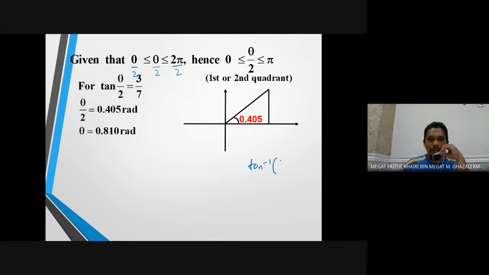Arctangent of 3 over 7 equals arctangent 3 divided by 7, which is equal to 23.1985 degrees, and turn it into radians.